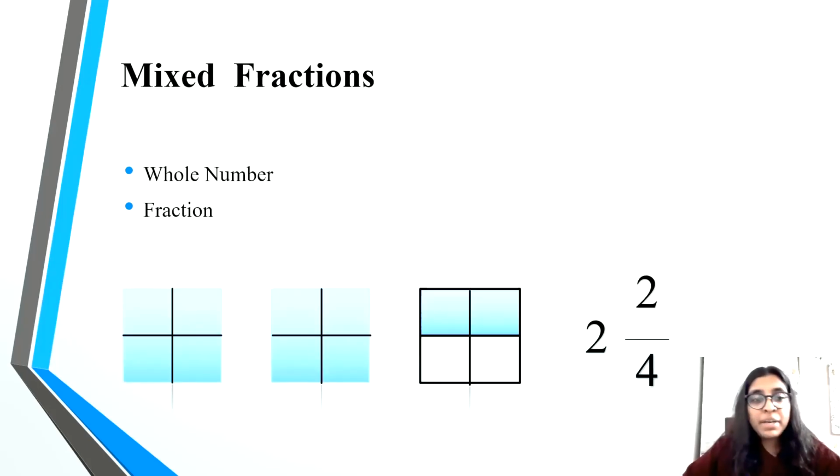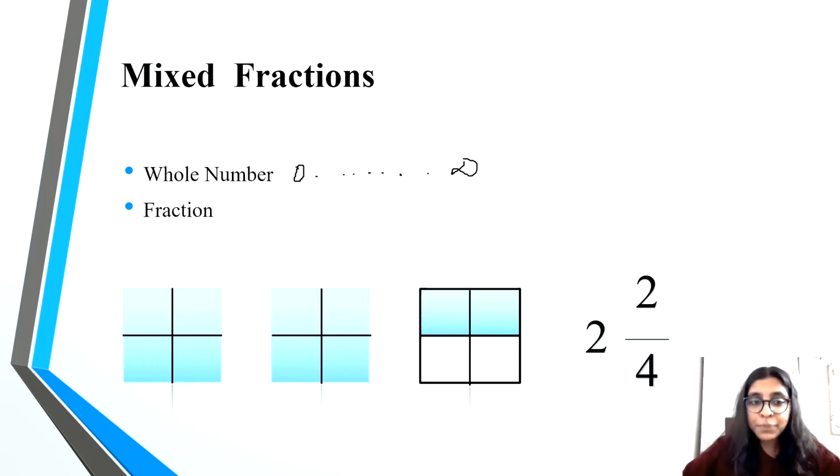Now we'll see a very important type of fraction, that is mixed fractions. To understand mixed fractions, it is very important that we are familiar with two terms, that is whole number and fraction. We already know what fractions are. Now we look at whole numbers. Whole numbers are the numbers which start from 0 and go on to infinity. The number can be 1, 20, 10, and so on. Right? So mixed fractions are fractions which contain a whole number and a fraction.